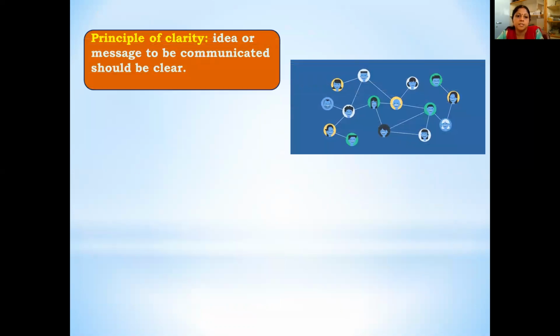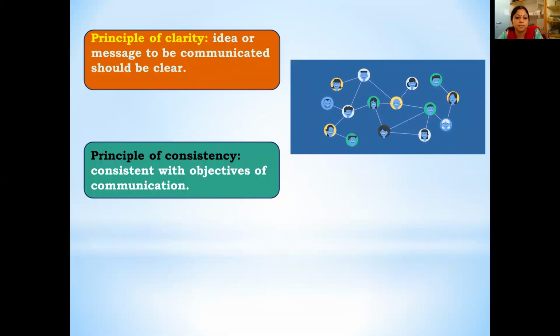And the third principle is clarity. Whenever you are presenting information to the audience, you must be very clear about the idea which you are presenting. Being a communicator, I must be clear about the information which I am transferring to the receiver. So that idea or clarity should be there. I must have a proper understanding of the message when I am delivering it to a receiver.